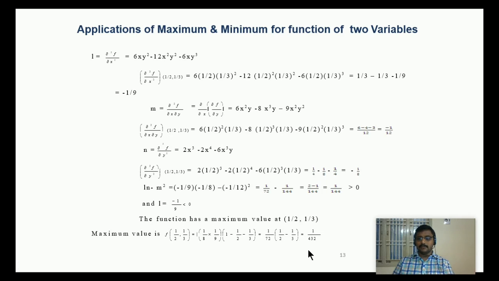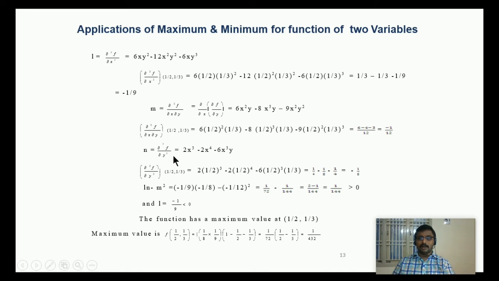First, let the given function be f of x, y. Compute the partial derivatives dou f by dou x and dou f by dou y, which are equated to 0. We will get stationary points. One of the stationary points is half, 1 by 3. At this point we have to compute the L, M, N values. L is dou square f by dou x square, M is dou square f by dou x dou y, and N is dou square f by dou y square.